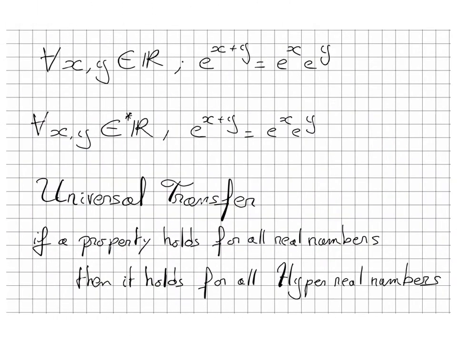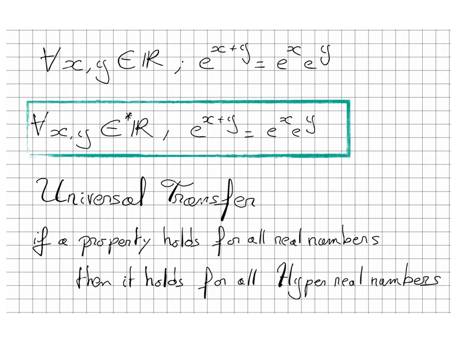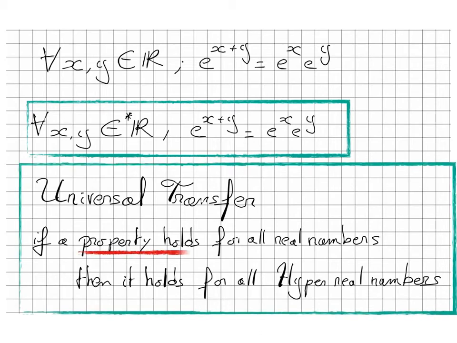We can also apply the transfer principle on a sentence such as this one, which simply becomes the following, and which is very reassuring because it is telling me that I can manipulate exponentials of hyperreal numbers in the same way I would manipulate the exponential of real numbers. This is in fact an example of what is called universal transfer. If a property holds true for the real numbers, then it holds for all hyperreal numbers.